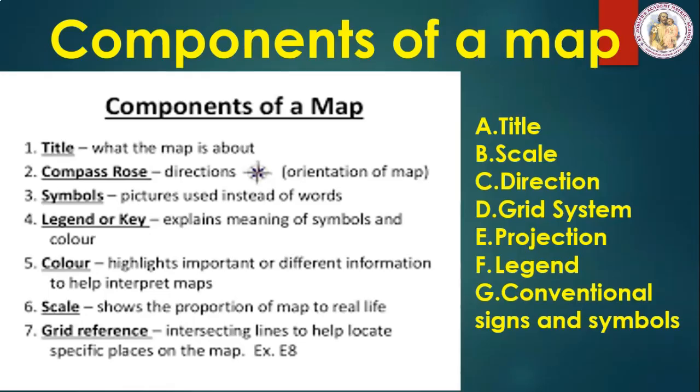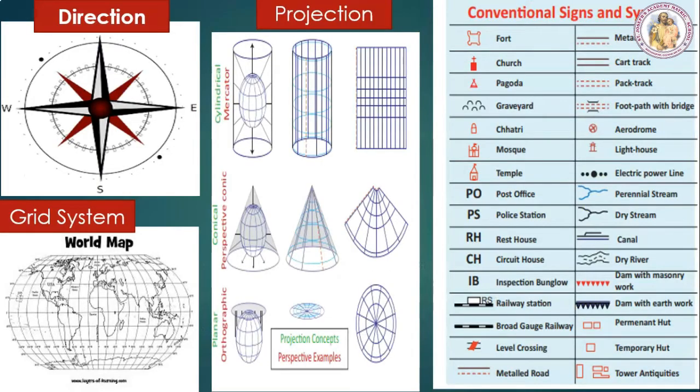Direction. Maps are drawn normally with the north direction. North direction in a map is always towards the north pole of the earth. The four main directions are called the cardinal directions. Direction is usually indicated on a map by a north-south line with the north direction represented by an arrow head.